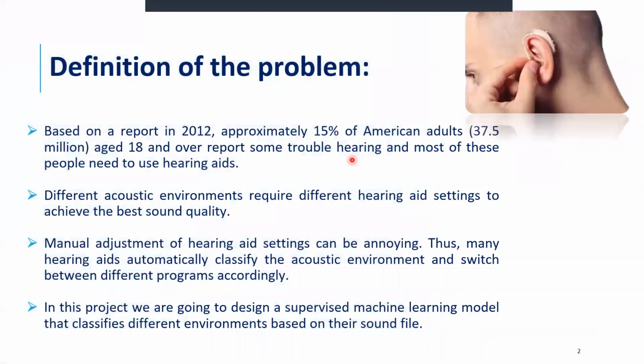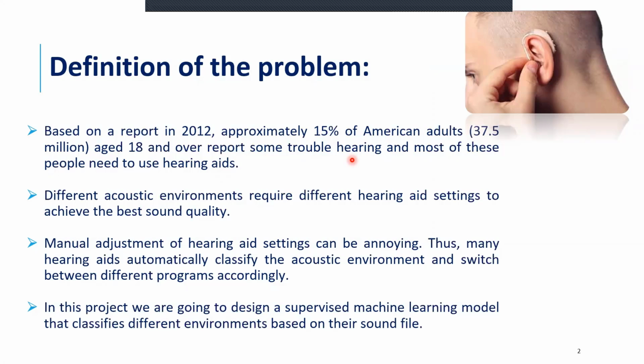So first of all, the definition of the problem. Based on a report in 2012, approximately 15% of American adults, which would be around 37.5 million of them, who are aged 18 and over, report some trouble hearing. And most of these people need to use hearing aids.